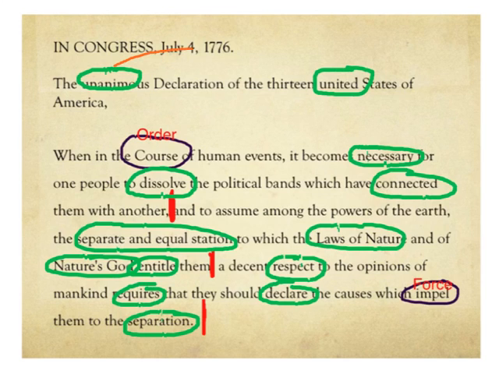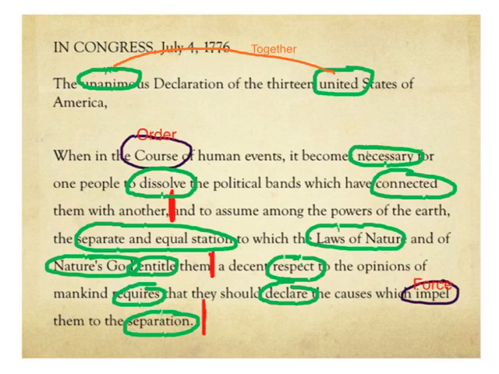Right away, I'm going to draw a little line between unanimous and united, because this means that they were together in these things. They made the decision together. They were colonies united together. And I think that's really important. Moving to the next piece. When in the order of human events, it becomes necessary for one people to dissolve the political bands which have connected them with another.